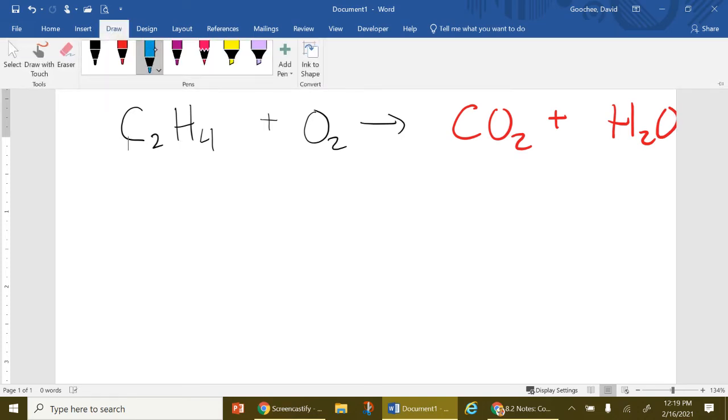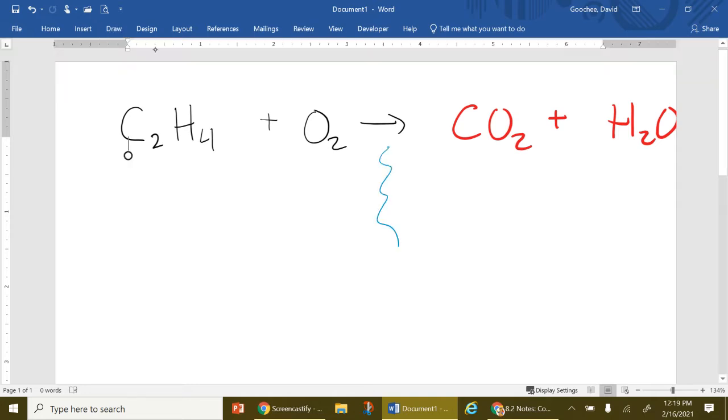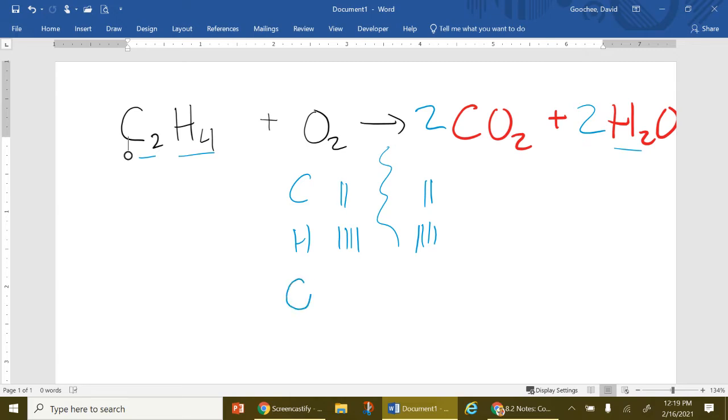And now, though, we have to balance. All right, so let's see here. Carbons. We've got 2 on this side, and we've got 1 on this side. So I'm going to put a 2 in front here to balance it. Hydrogens. We've got 4 here, and we've got 2 here. So I'm going to put another 2 to get the same number of hydrogens on both sides. Now watch this. So far, so good. It's been pretty easy. What about the oxygens?